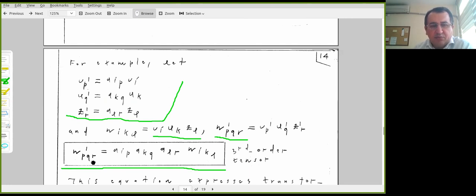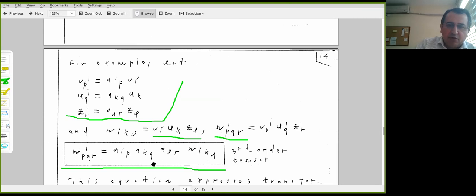Yes, it's W P Q R prime. It's 27 elements. That's right. For each element, you have to carry out a summation like this. Of course, you can write a short script and include this in another computer program. This can be easily handled by writing such scripts.